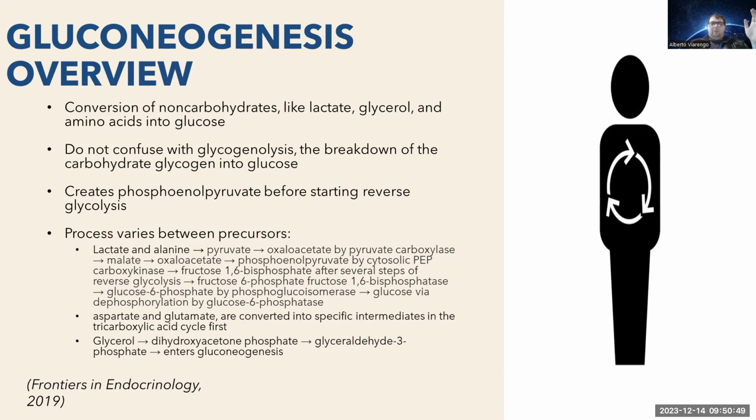Then you have your amino acids, aspartate and glutamate, which need to be converted via the tricarboxylic acid or citric acid cycle into the necessary intermediates before undergoing gluconeogenesis. Glycerol is similar. It gets broken down through a series of steps into glyceraldehyde 3-phosphate, and then it enters gluconeogenesis. All right.